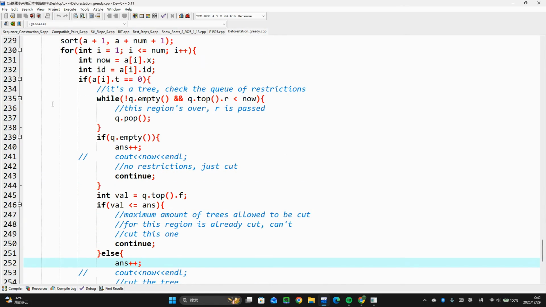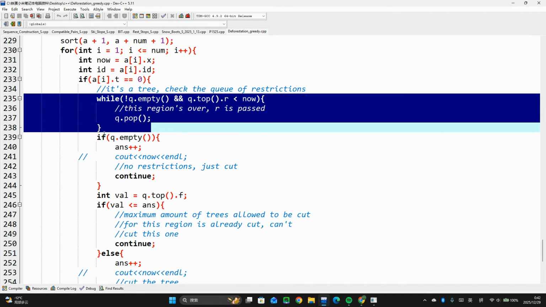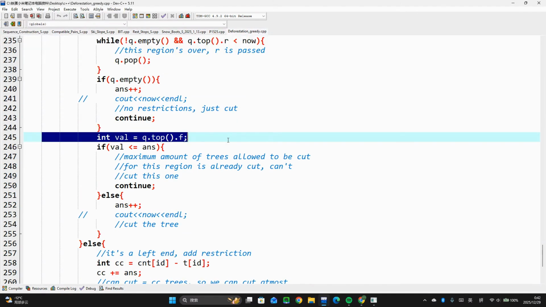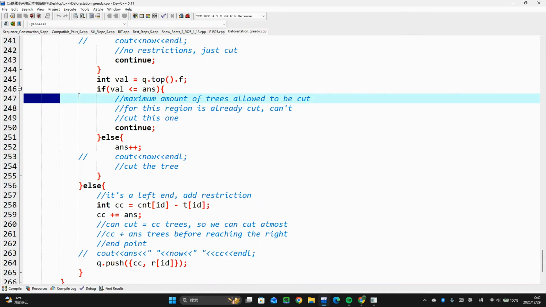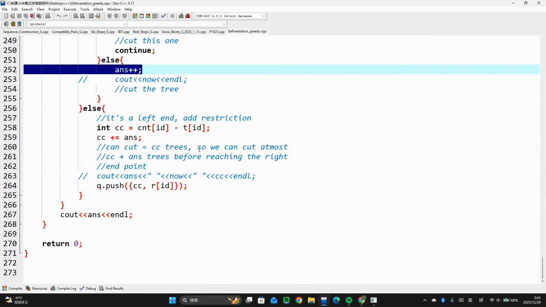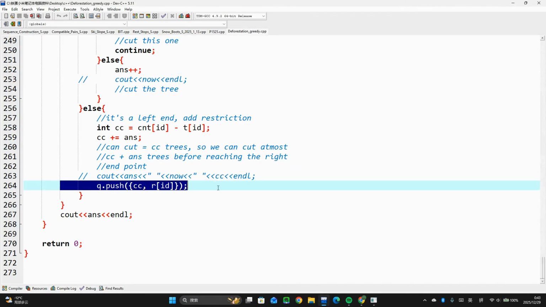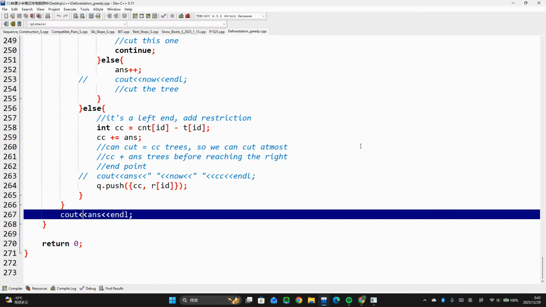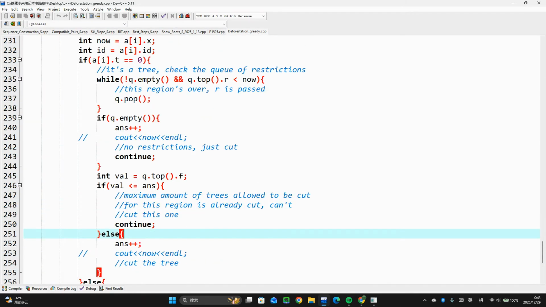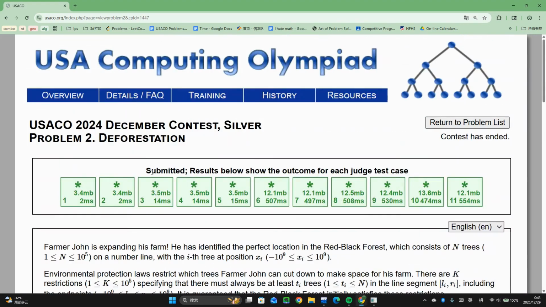So we use a priority queue, maintaining the number of trees we can cut. If it's passed, we just pop it. Otherwise, val is the number of trees we can cut. If it's less than or equal to answer, then we can't cut this one. Otherwise, we can indeed cut this tree. And then if it's a left end and a restriction, we push it into the queue. And yeah, easy.